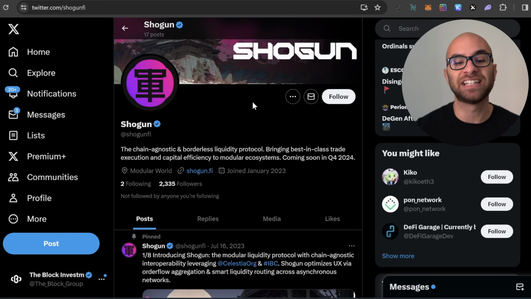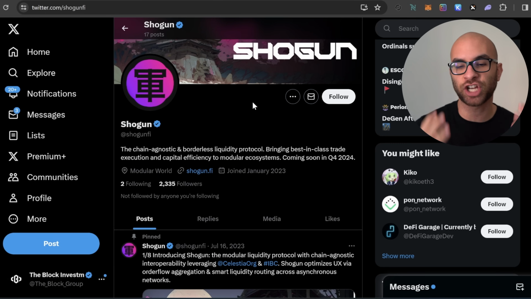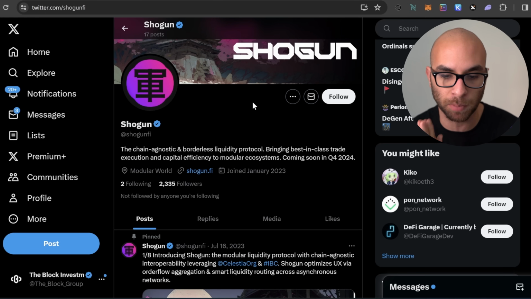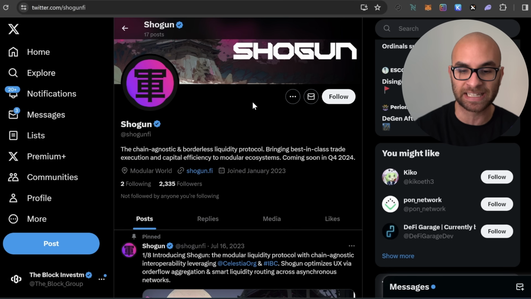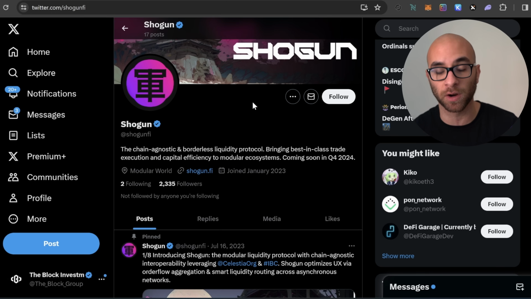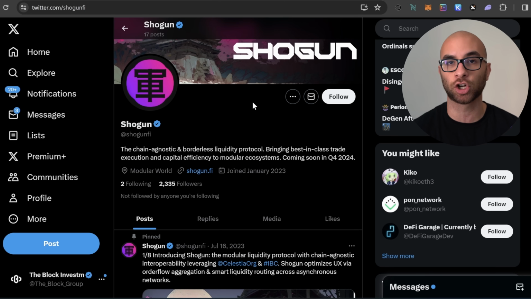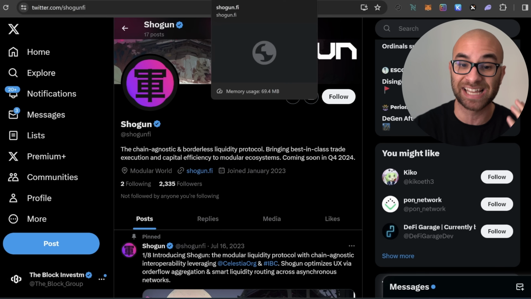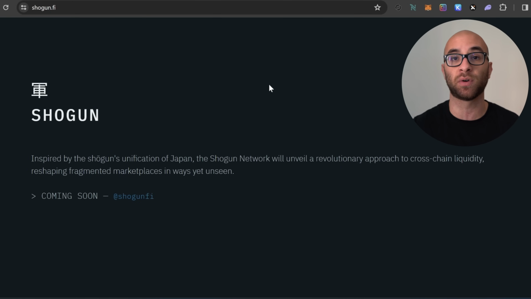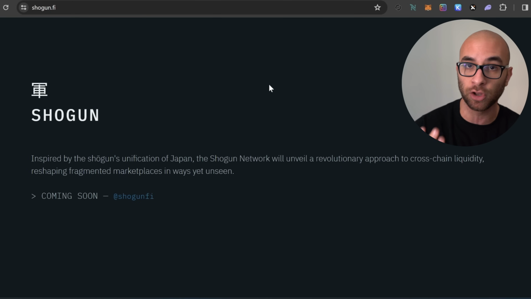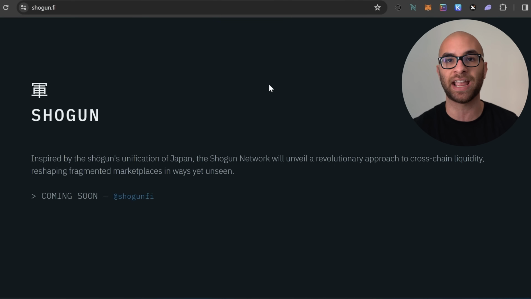The next project here is called Shogun Fi, and it's a chain agnostic and borderless liquidity protocol, bringing best-in-class trade execution and capital efficiency to modular ecosystems. Now, this one isn't coming until Q4 of 2024. It's still very early on. It doesn't have that many followers as of yet, and they still don't have their testnet out. So what I would be doing with this one is just having it as a followed project and pay attention to when they have a testnet.